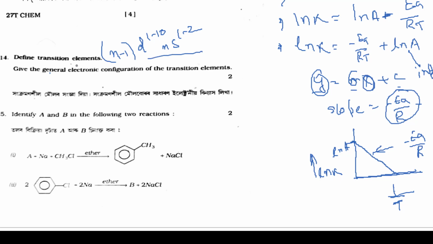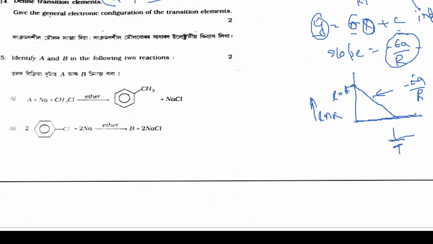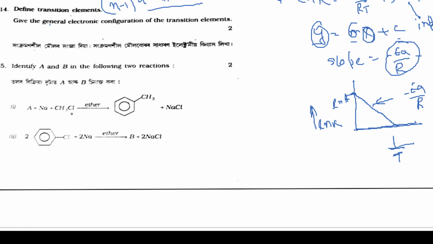Give the general electronic configuration of transition metals. This is the general electronic configuration. Now question number 15 looks like the Wurtz-Fittig reaction. Here there will be a benzene ring with chlorine, that is chlorobenzene, plus Na plus CH3Cl in dry ether. NaCl will form on the product side and CH3 will attach at the ortho position.